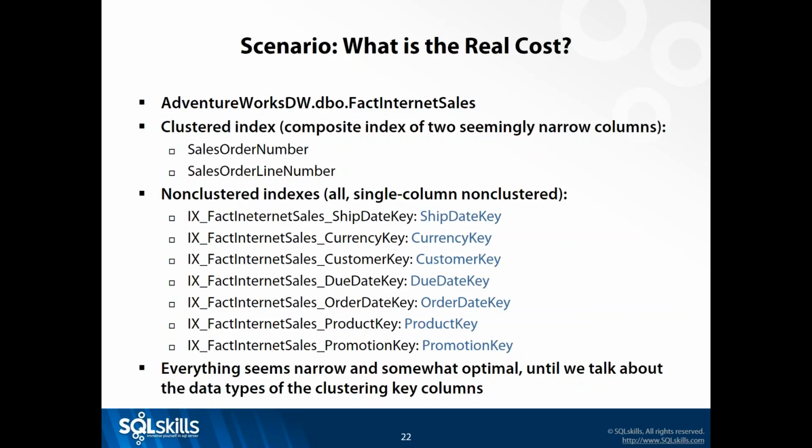And I looked at it initially and I said, okay, the clustered index is a composite key that consists of the sales order number and the line number. So each sales order might have multiple lines, and in the fact internet sales, each line is essentially a unique row. So I thought, okay, that's a perfectly valid clustered index.